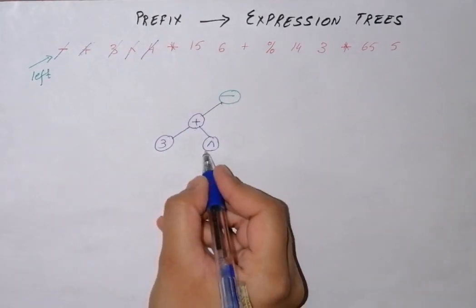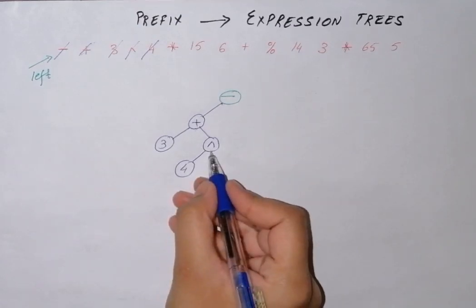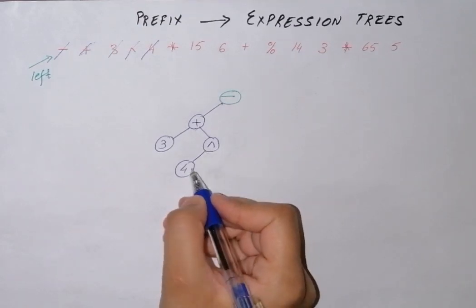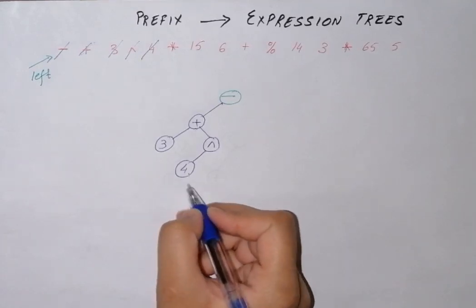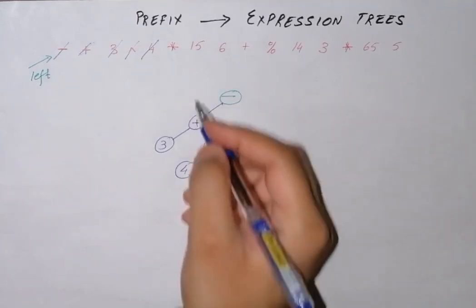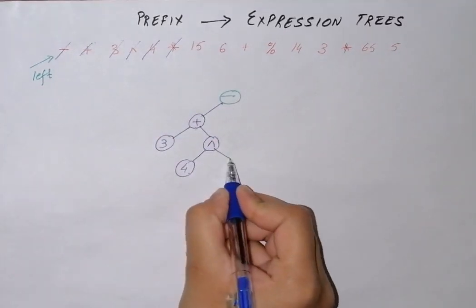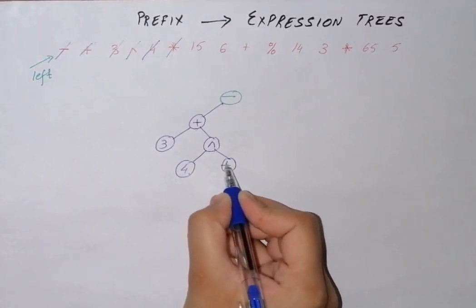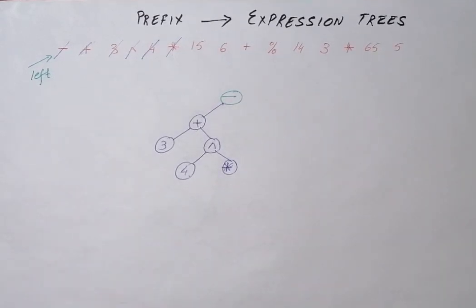Then again I'll go towards this expression and figure out the next character, which is 4, and make it the left child of this particular parent node. Since this is also an operand, I won't go for any further branching. I'll go for the next character, which is multiplication, and directly insert it as the right child of this particular power node.